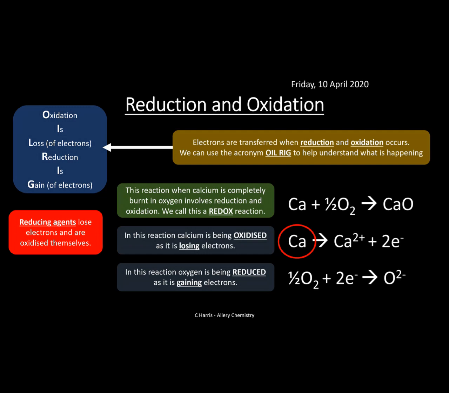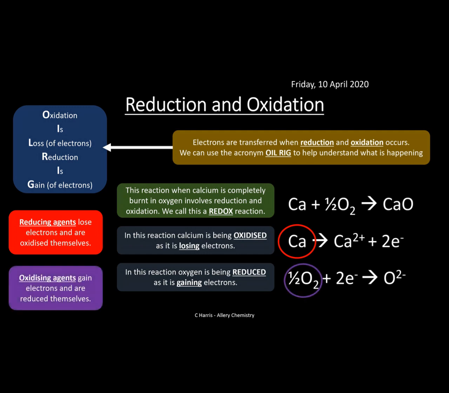So reducing agents lose electrons and are oxidized themselves. So in this example, calcium is the reducing agent here because it is losing electrons. It's been oxidized, but the agent, this is what we call a reducing agent. Reducing agents are oxidized.